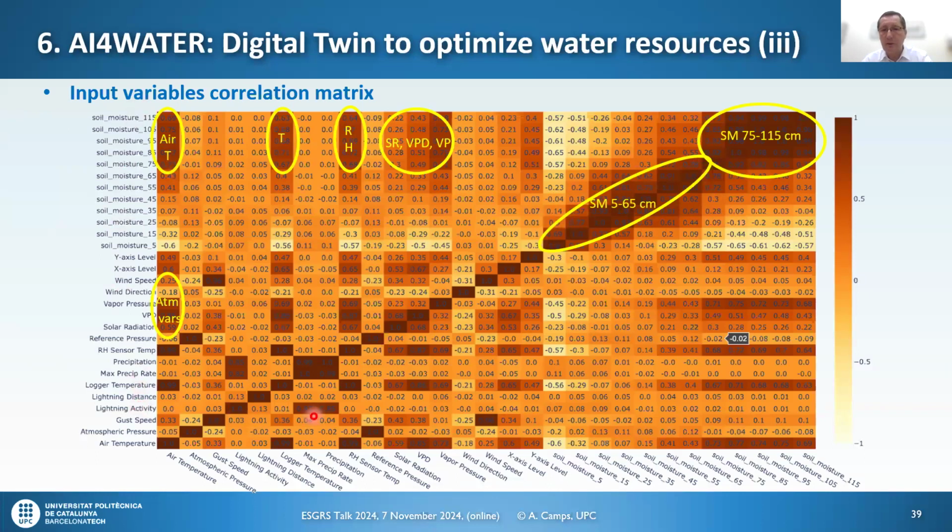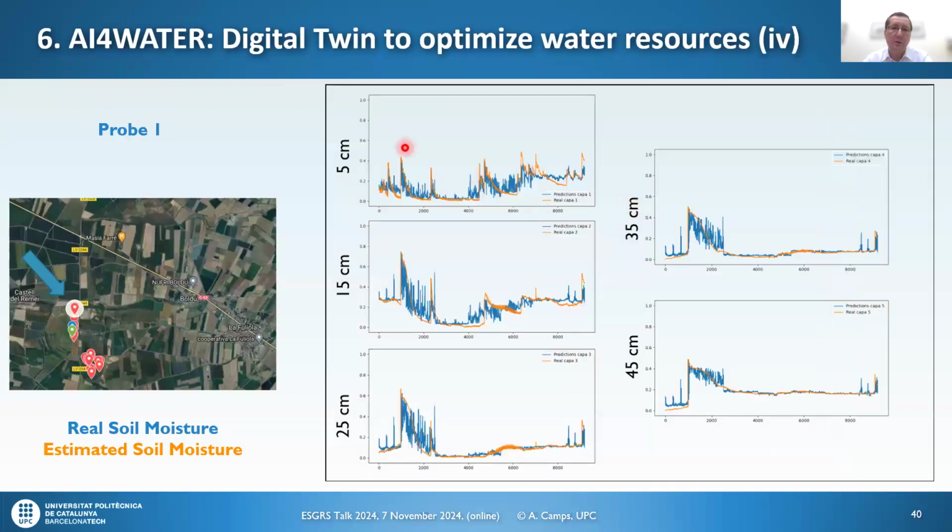This is the correlation matrix of all the variables, atmospheric variables, etc. And here are the soil moisture probes from 5 centimeters up to 115 centimeters. And you see there is correlation up to about, depending on the place where the probe is, 65 or 45 centimeters. Beyond that, it has its own life. The values of the soil moisture are correlated among themselves, but they are uncorrelated, or very poorly correlated, with the soil moisture at shallower depths.